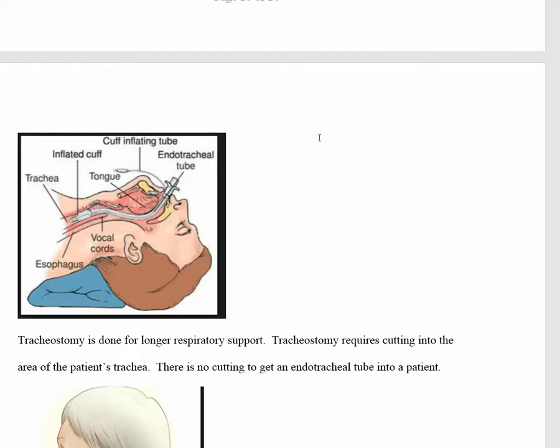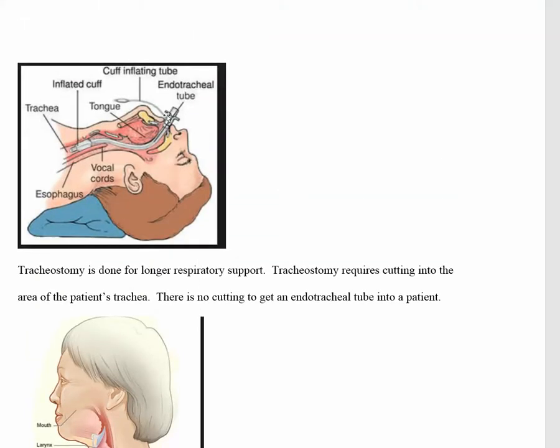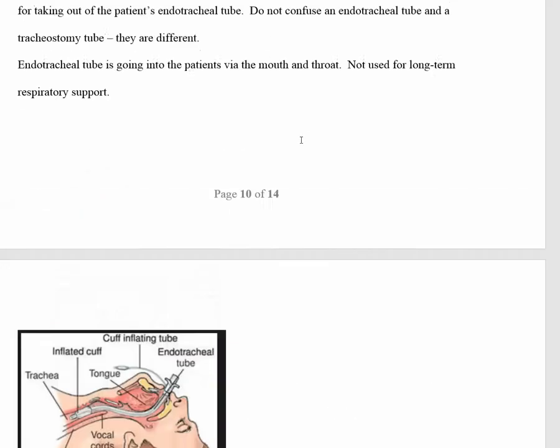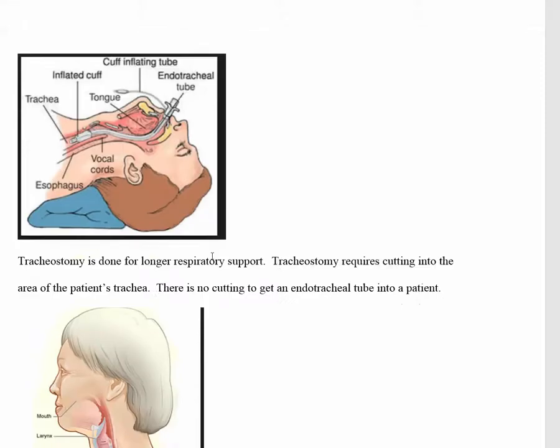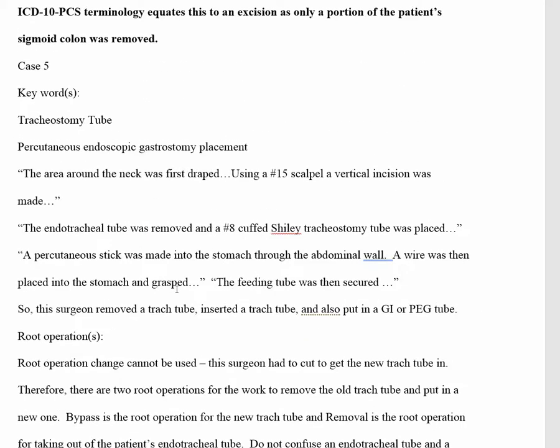The physician removes this and then puts in a tracheostomy tube, which requires some cutting. This doesn't require any cutting to get it into the patient and doesn't require any cutting to get it out of the patient. You need to make sure you understand endotracheal and tracheostomy are not the same thing. And then in addition to all of that, he also does this GI feeding tube. And the clinical information says a percutaneous stick was made into the stomach through the abdominal wall. A wire was then placed into the stomach and the feeding tube was then secured.